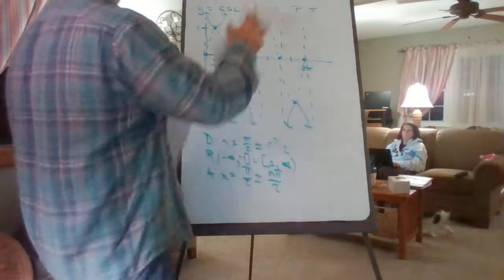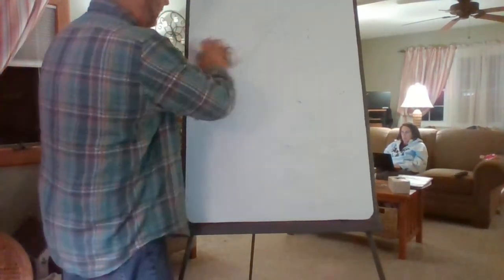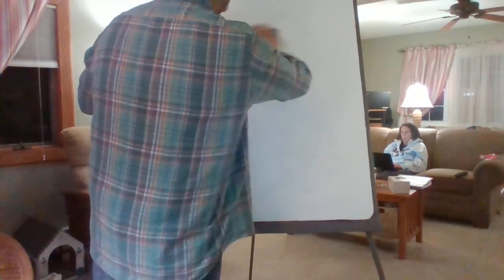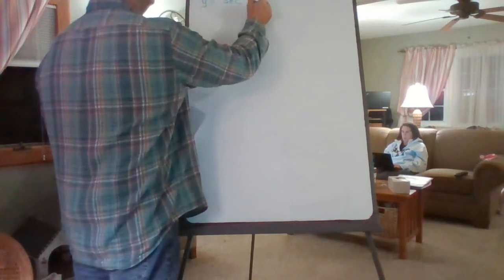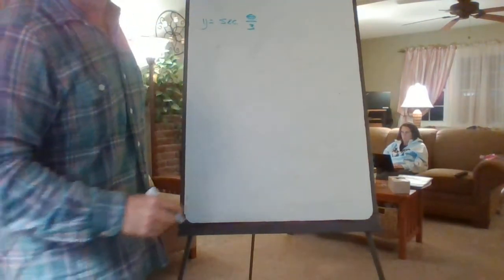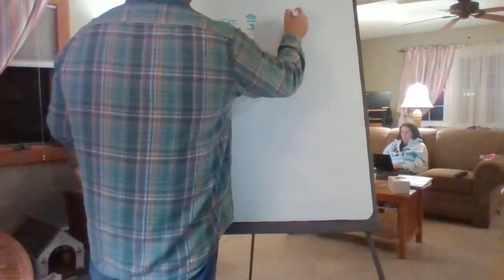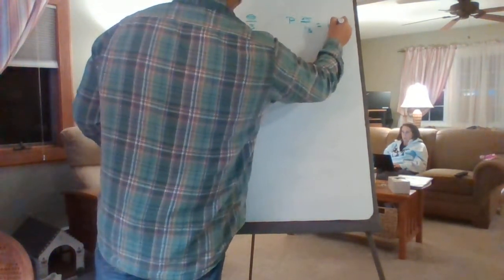All right. Y equals secant of theta over 3. So now you have to remember when it's a fraction. Y equals secant theta over 3. All right. Our period is going to be 2 pi divided by 1/3, which makes it 6 pi.